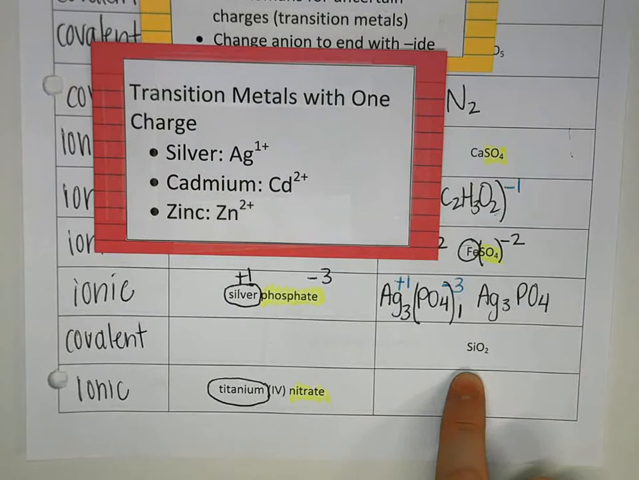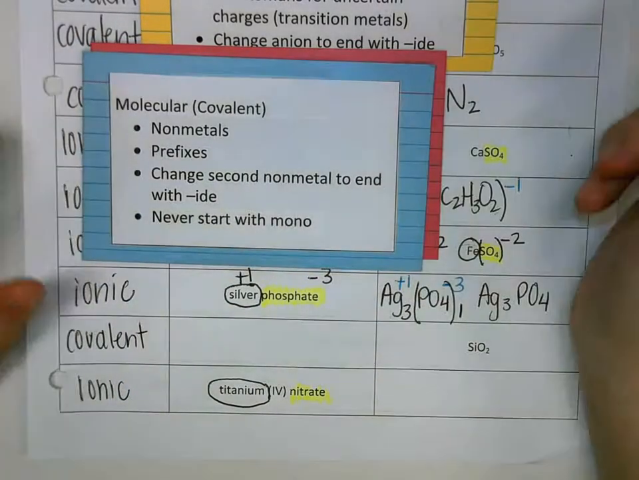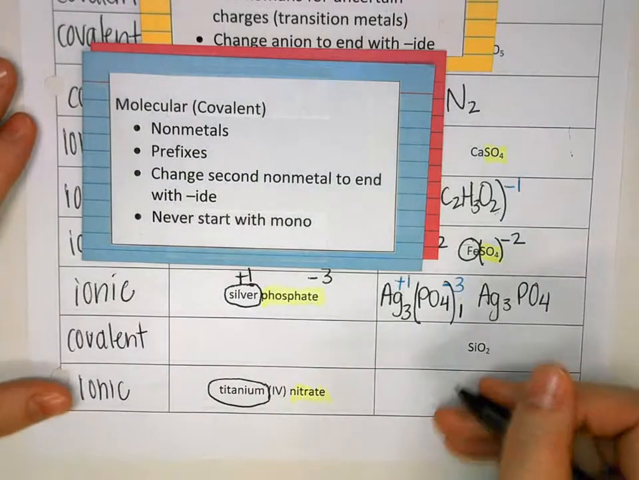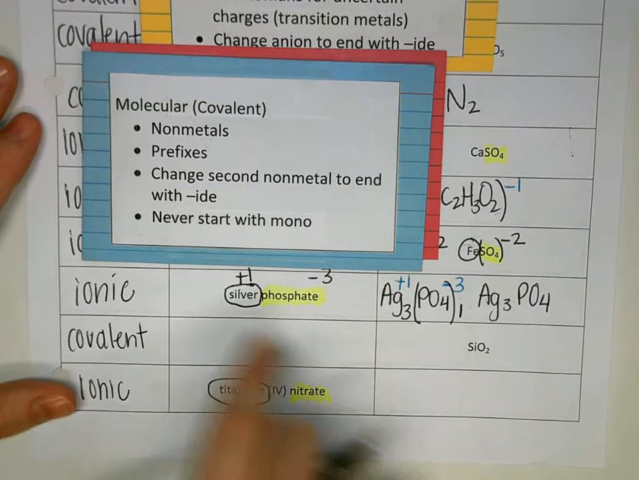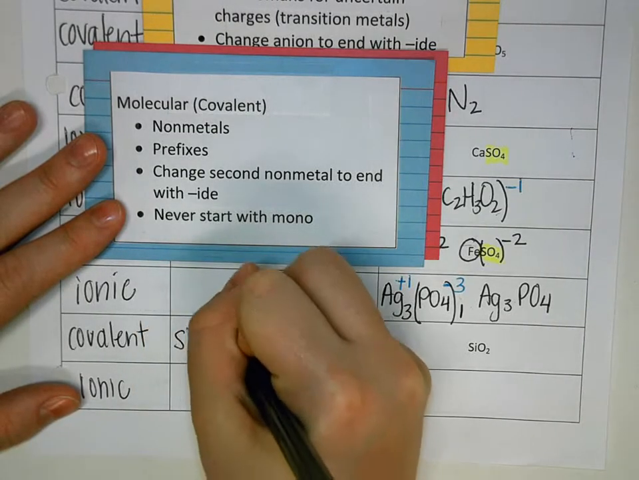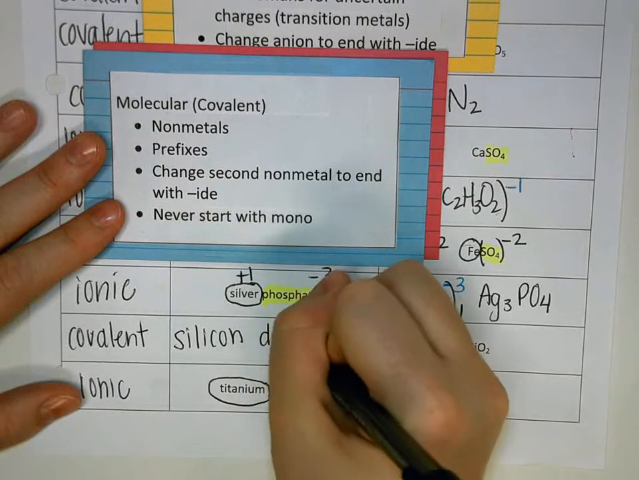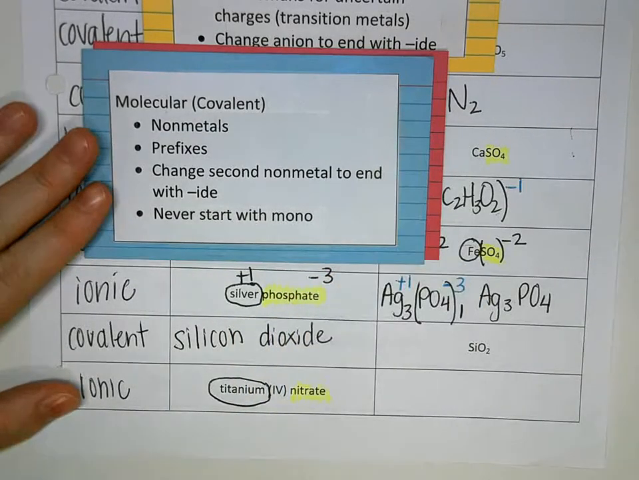SiO2, this is covalent, so we're switching over to our molecular rules, which means prefixes. So I have 1 silicon. You never start with mono though, so I'm just going to write silicon. And then oxygen becomes oxide, and there's 2 of them, so that is dioxide.